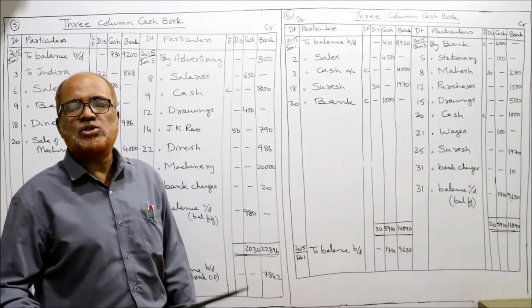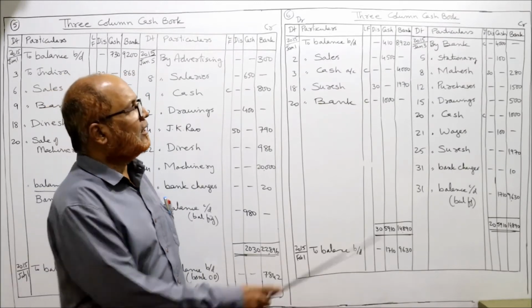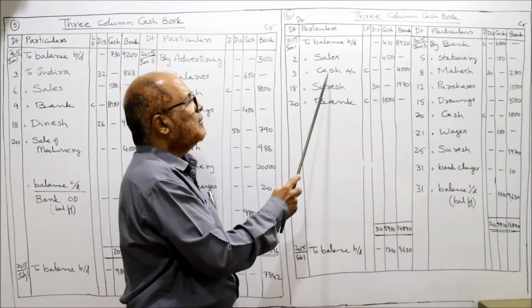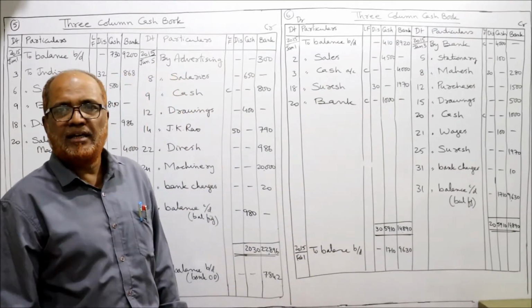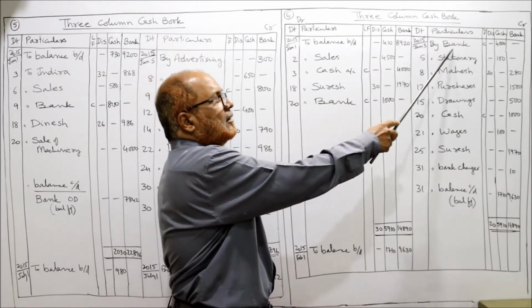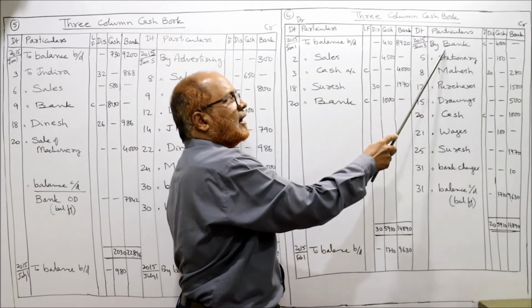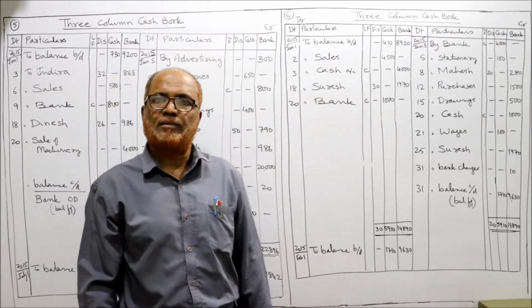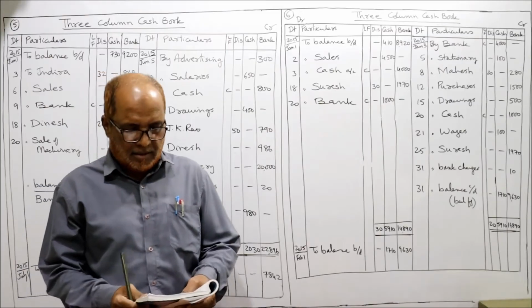Now we have to use the opposite name. Here bank account is debited, which means to cash. Here cash account is credited. So we write by bank. When cash is credited, by bank. When bank is debited, to cash. That's all. This is the contra entry.